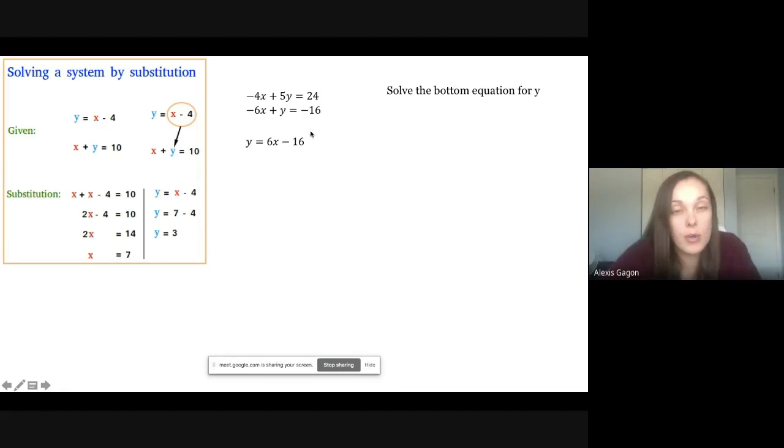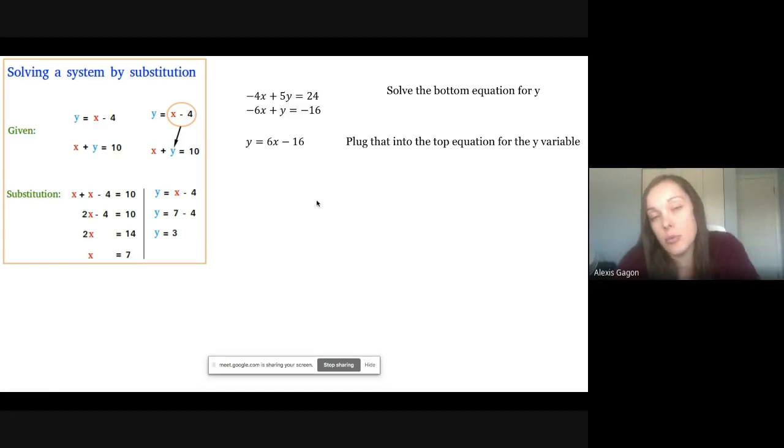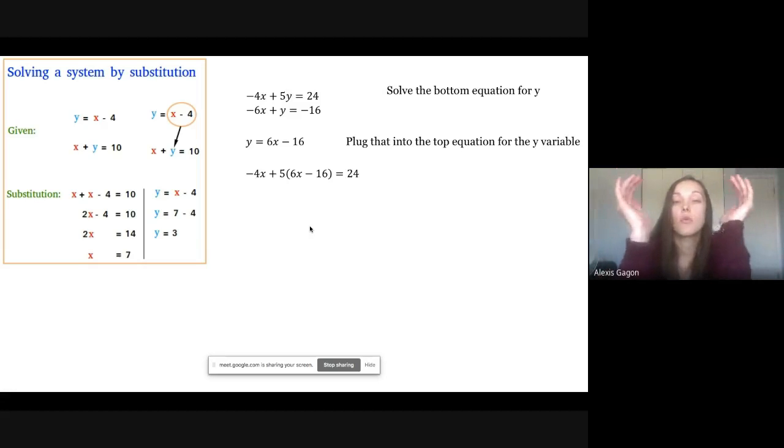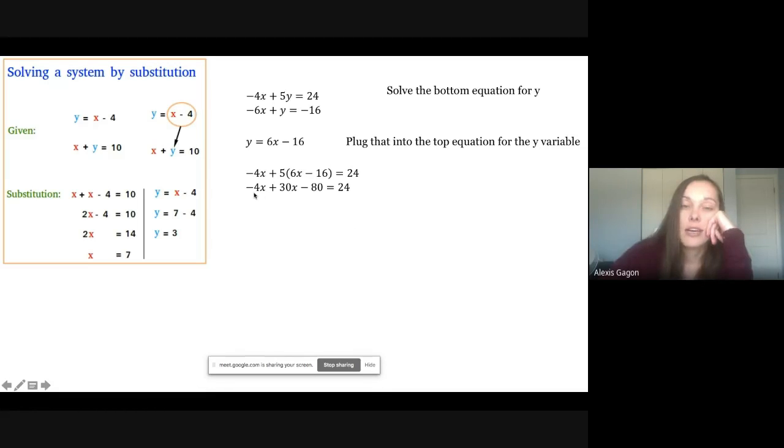Once I solved the bottom equation for y, I'm not going to use the bottom equation again. I'm going to plug this into the equation I didn't use, the top equation, for the y variable. So that's negative 4x plus 5, and wherever y was, you put parentheses and plug in what it equals: 6x minus 16, and that equals 24. Now we can solve this. First, I would distribute the 5 into both terms. So you get negative 4x, 5 times 6x is 30x, 5 times negative 16 is negative 80, and that equals 24.